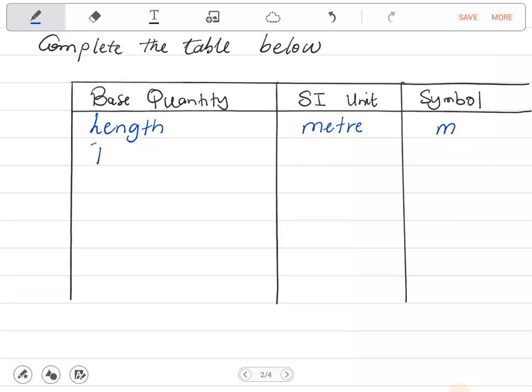The next is time. Time is a base quantity and the SI unit is second, small letter s, not capital letter S. The next base quantity is mass. The SI unit for mass is kilogram, and it's kg. It's making sense, right? Good.